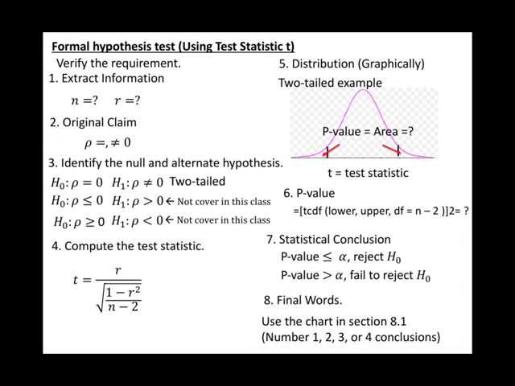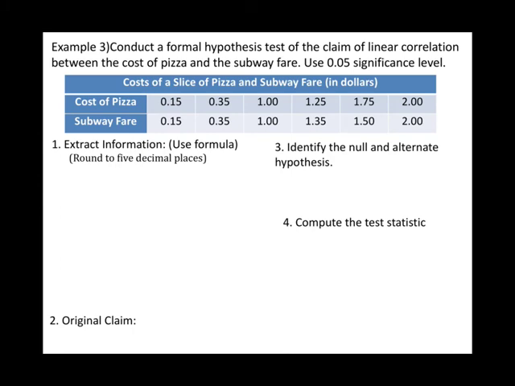Okay, now let's try the first example. Conduct a formal hypothesis test of the claim of linear correlation between the cost of the pizza and the subway fare. Number 1, extract information. Find out the n and r. So we have 1, 2, 3, 4, 5, 6. So my n is going to be equal to 6.